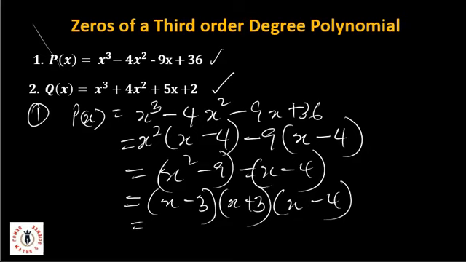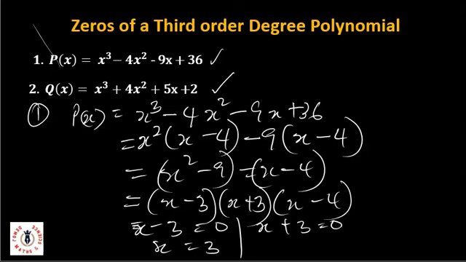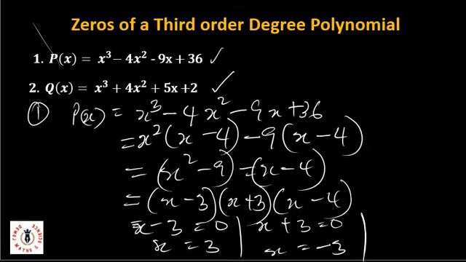Now these are definitely the factors. Now we can conclude that the zeros of this polynomial are: x minus 3 is equal to 0, so that x will be equal to 3. x plus 3 is equal to 0, so that x will be equal to minus 3, and x minus 4 is equal to 0, so that x will be equal to 4. Thank you. And now let's see the second question.